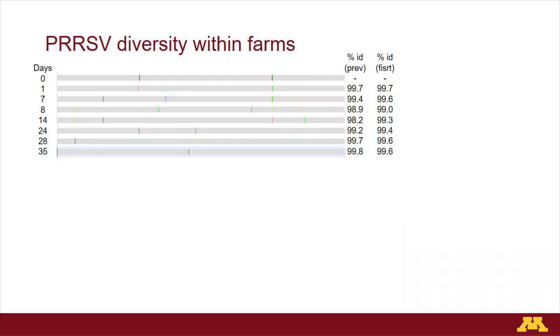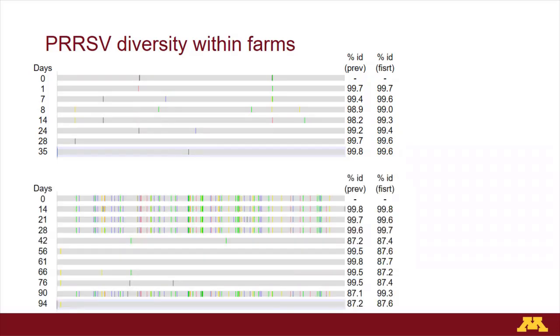So this is an example of one farm, and that's more or less what we would expect to see. We see a few point mutations here and there, but overall the virus seems to be stable and fairly similar to the first ones and to each other over time.